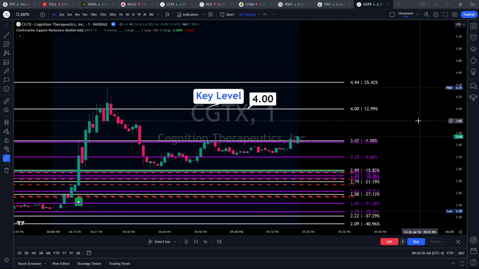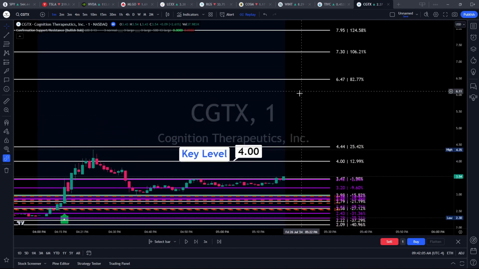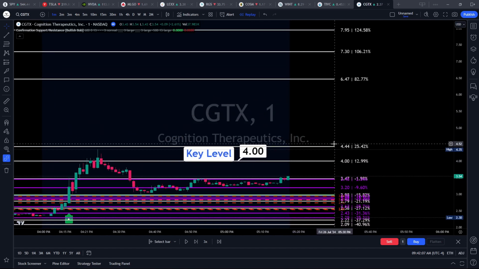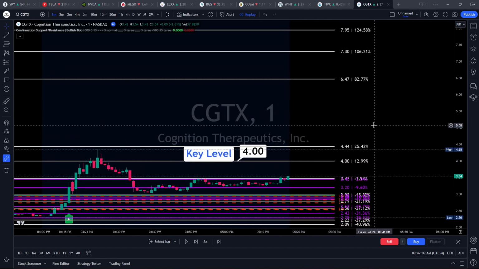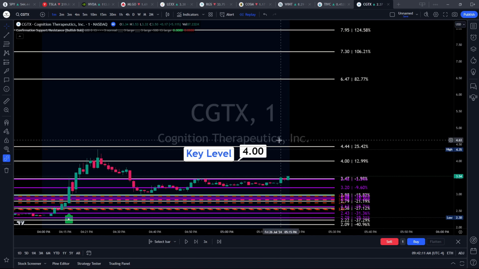Now, I'm looking for that squeeze. I'm looking for that bullish momentum, that squeeze up. And we can see that there are no levels from 4.44 all the way to 6.47. So I would look at half and whole dollar on the way up. So that means 4.50.